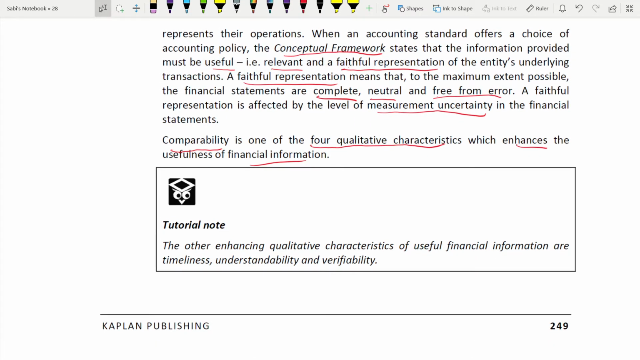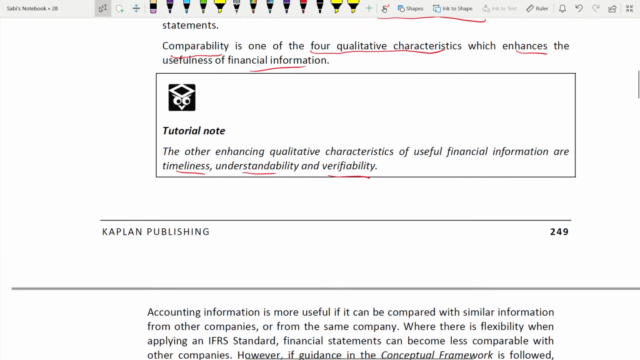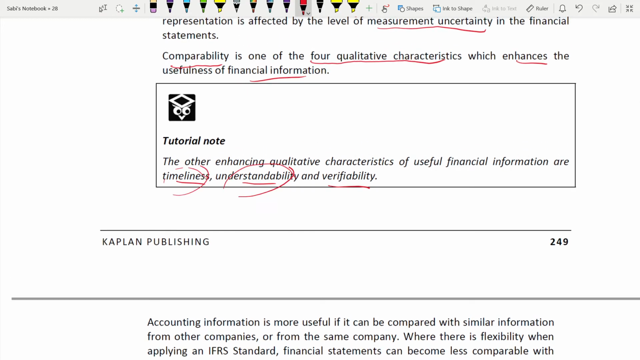Okay, so it's given here: timeliness, understandability, and verifiability. Not consistency, sorry, it's verifiability. But you don't have to refer to this, okay? Don't mention all these four, it's not required. Only comparability you have to talk about. That is one of the four qualitative characteristics. You don't have to define comparability. Don't go and define, okay, comparability means that you have to compare the two figures.